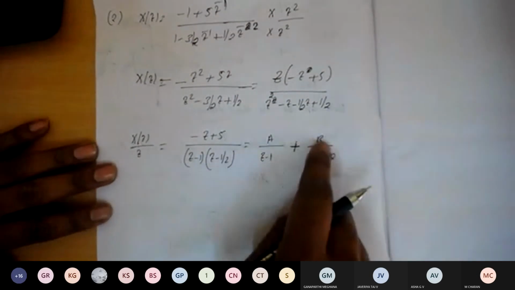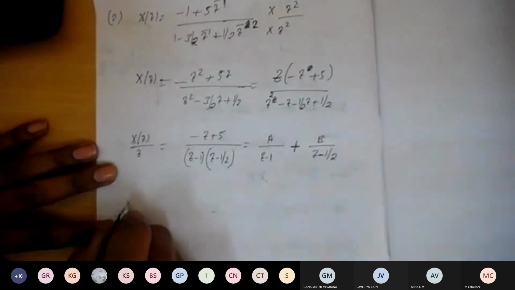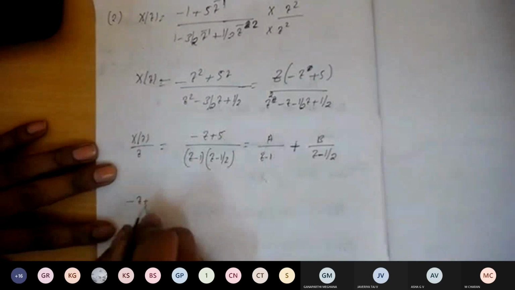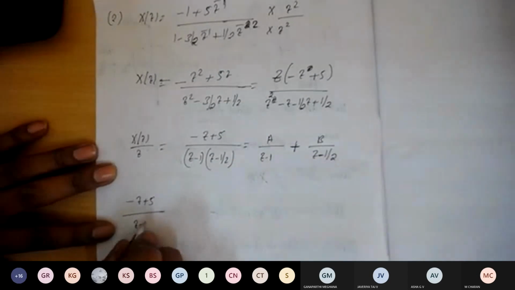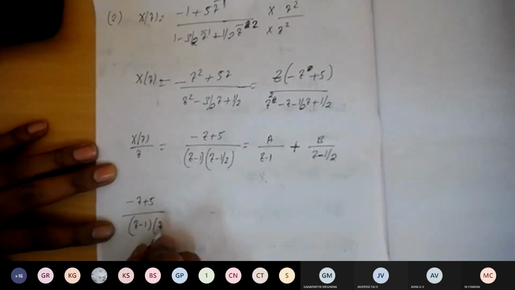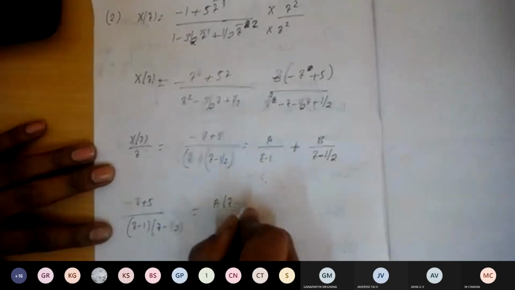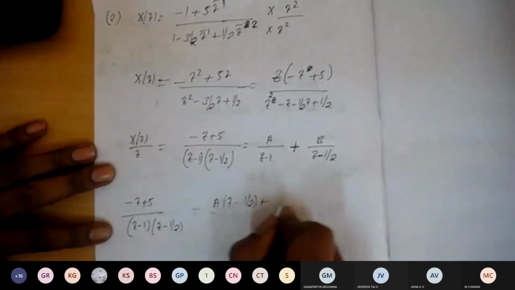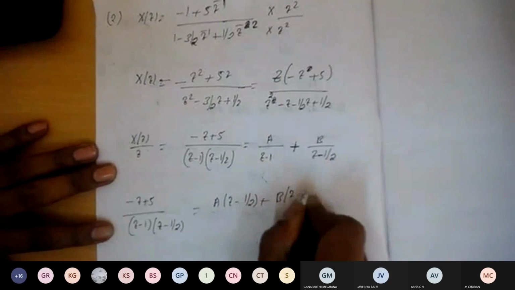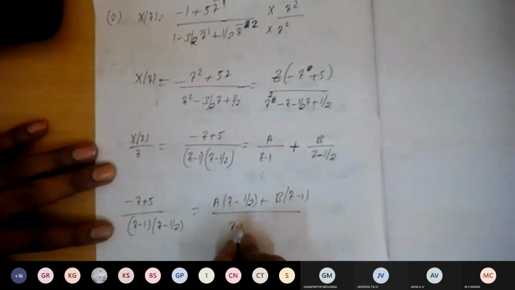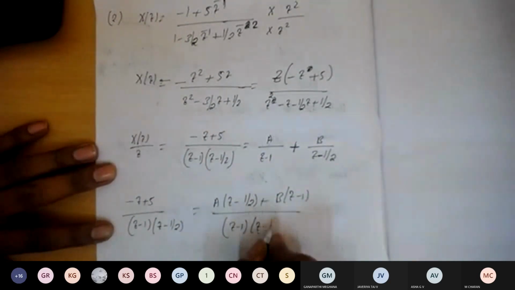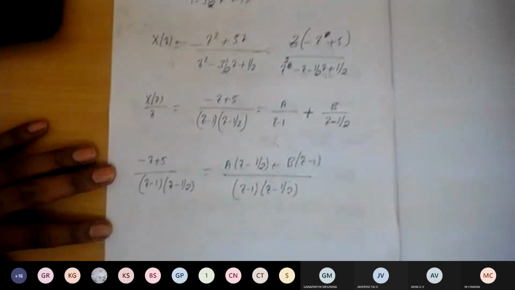Now let us find out the values for a and b. Let us take the LCM. So I will consider only this part: (z + 5) divided by (z - 1)(z - 1/2) is equal to [a(z - 1/2) + b(z - 1)] divided by (z - 1)(z - 1/2).